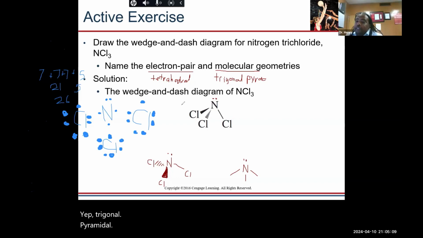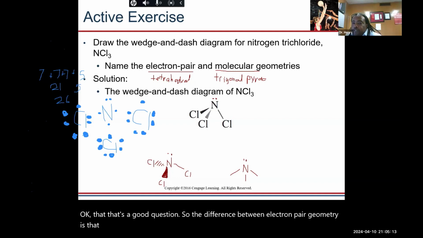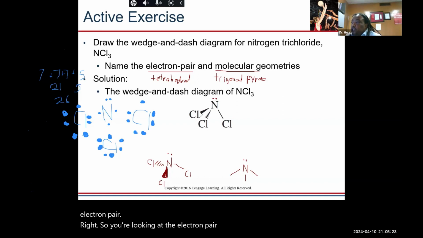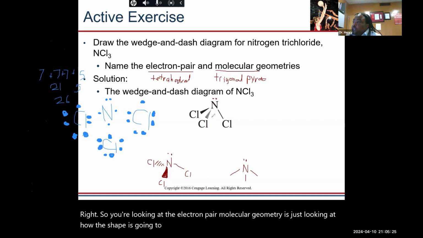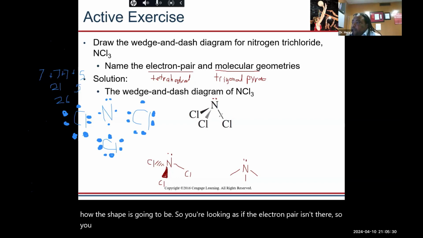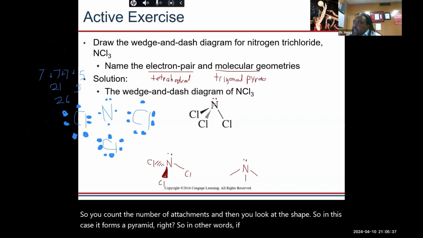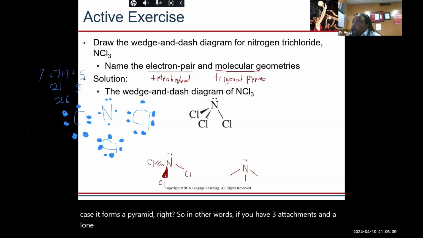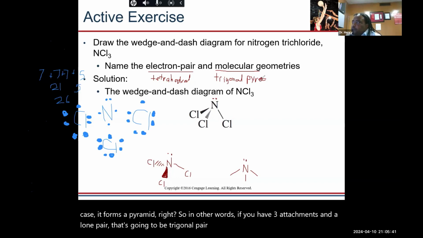Okay, that's a good question. The difference is that in the case of the electron pair geometry, we're taking into consideration the electron pairs, so you're looking at the electron pairs. Molecular geometry is just looking at how the shape is going to be, as if the electron pair isn't there. So you count the number of attachments and then you look at the shape. In this case, it forms a pyramid. So if you have three attachments and a lone pair, it's always going to be trigonal pyramidal.